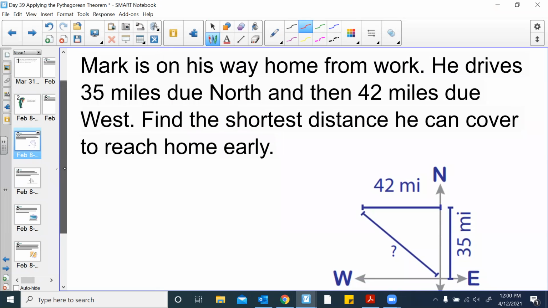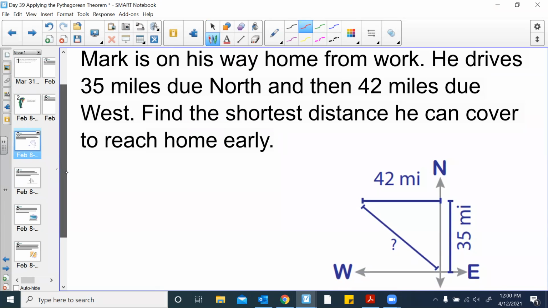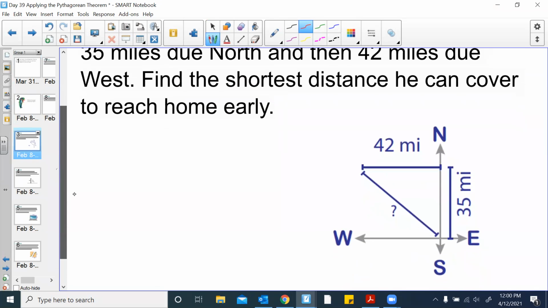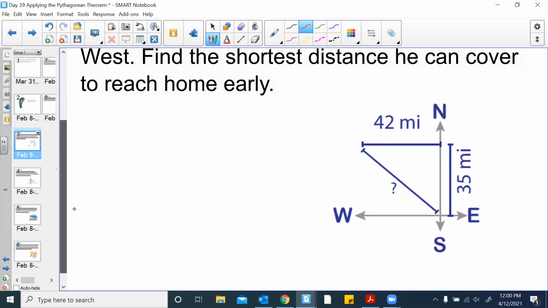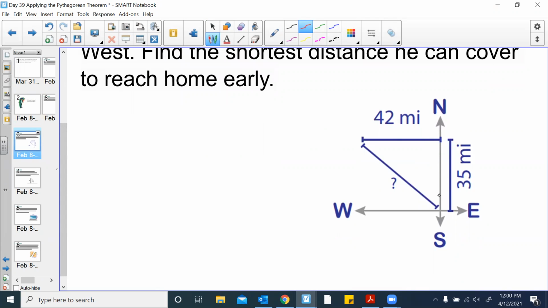All right, so Mark's on his way home from work, drives 35 miles due north and then 42 miles due west. Find the shortest distance he can cover to reach home early. All right, so he's going to drive due north first, and then he's going to drive due west. So we want to find the shortest distance. Well, for us, that's going to be right here. And this is where you use some logic, some critical thinking, right? We can assume that our right angle is going to be here, which means that this is going to be our hypotenuse.